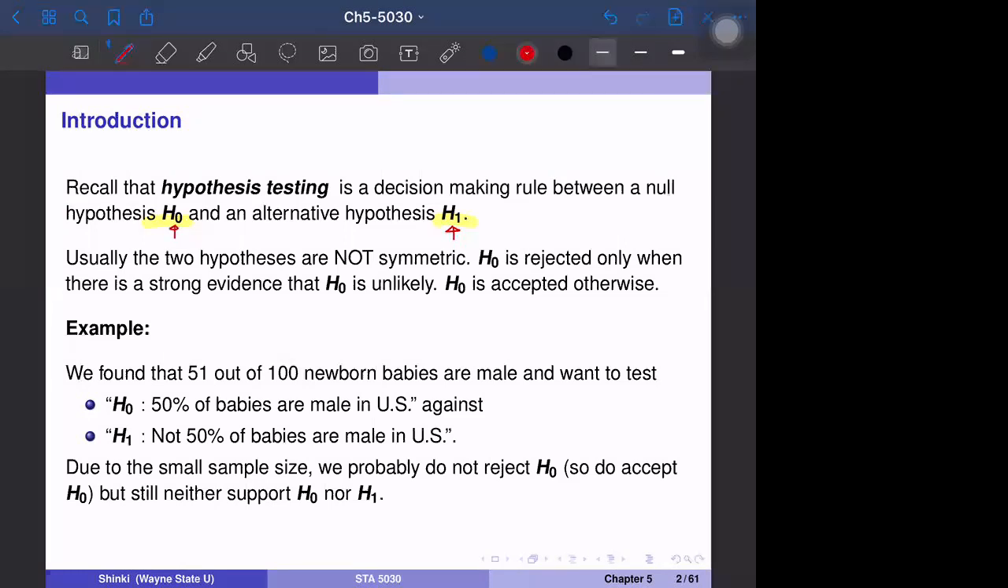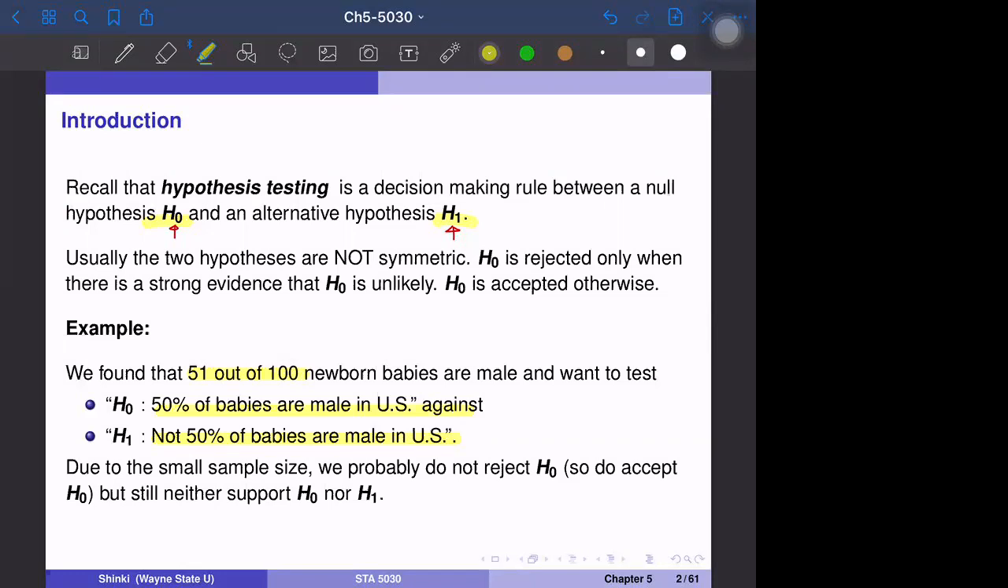So basically we have no useful information. So null hypothesis, we say. An example. So suppose that we found that 51 out of 100 newborn babies are male. And we want to test if 50% of babies are male in the United States against not 50% of babies are male in the United States. So suppose these data come from the United States also.